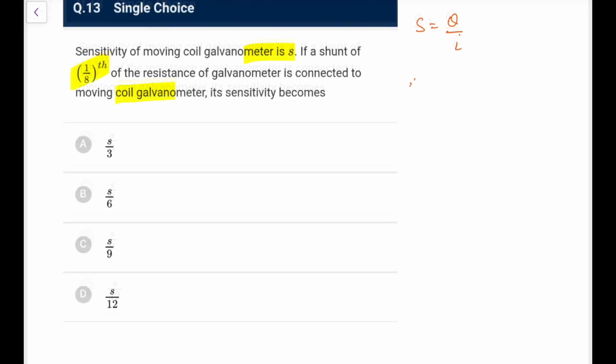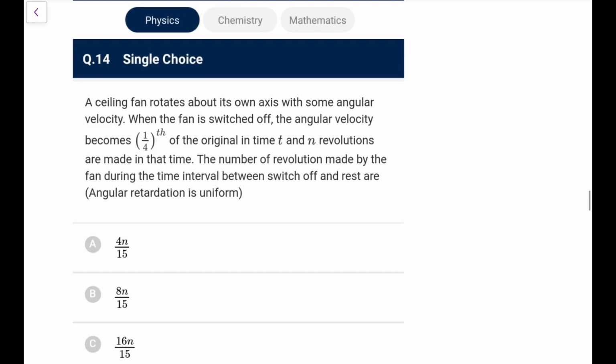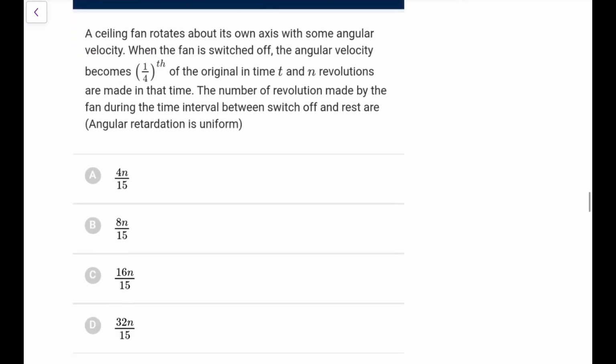Now a shunt increases the range by n times, and S is G upon, this is the shunt, no confusion. So shunt G by 8 is G upon n minus 1. That means the current range becomes 9 times, so definitely S will become S by 9, because the current will now be 9 times more, so deflection per unit current will become 1 by n, so go for S by n.